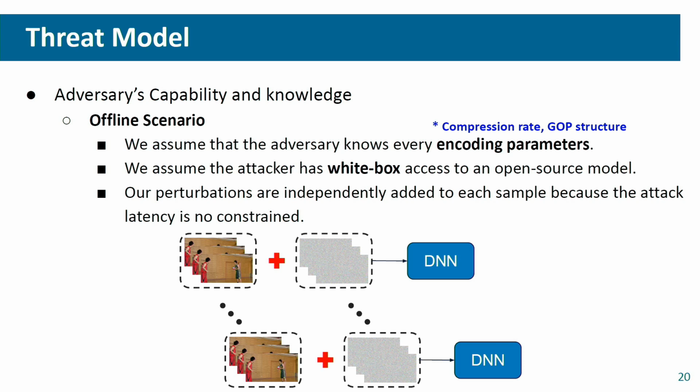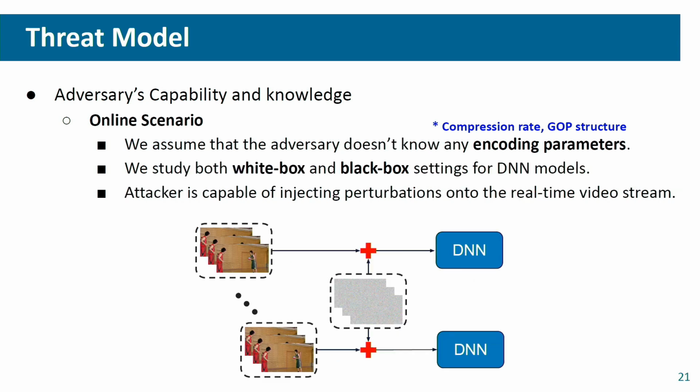So here is our adversary's capability and knowledge. In the offline scenario, we assume the adversary knows every encoding parameter, including compression rate and GOP structure. Second, since video coding standards are publicly available, we assume the attacker has white box access to open source models. Third, our perturbations are independently added to each sample because the attack latency is not constrained.